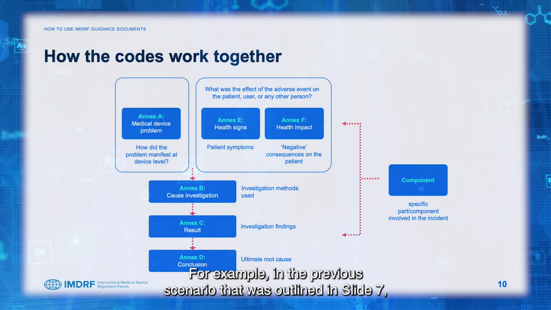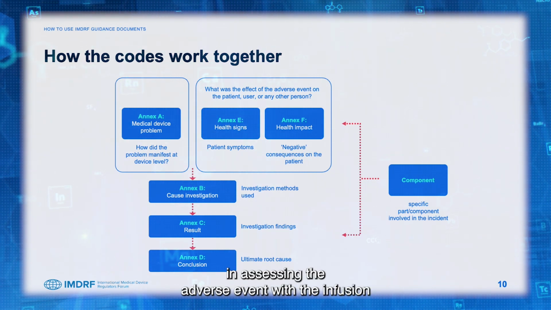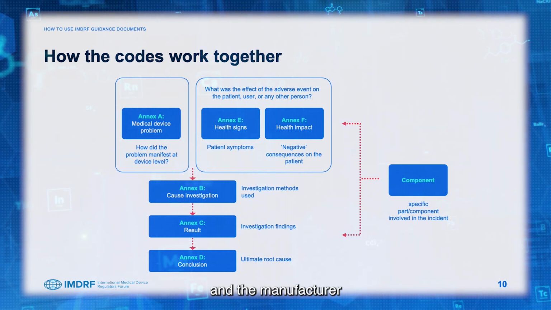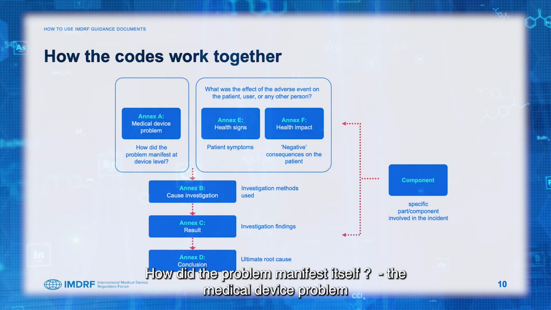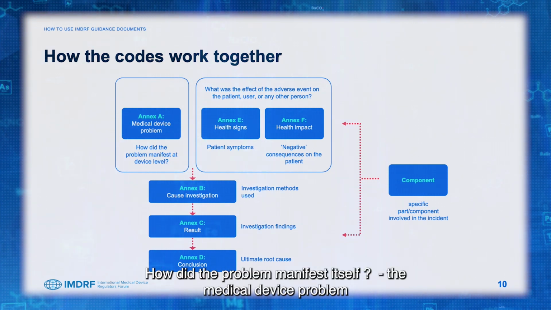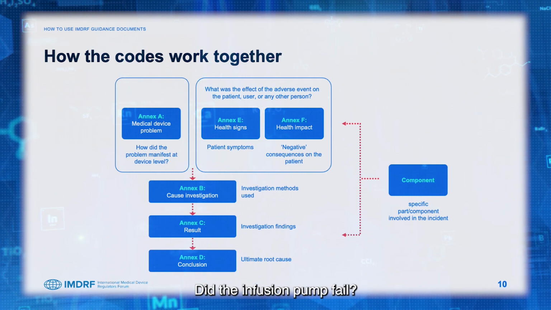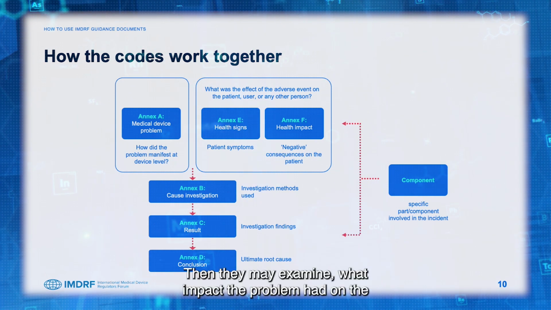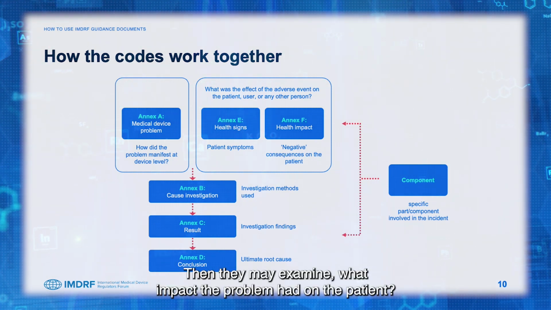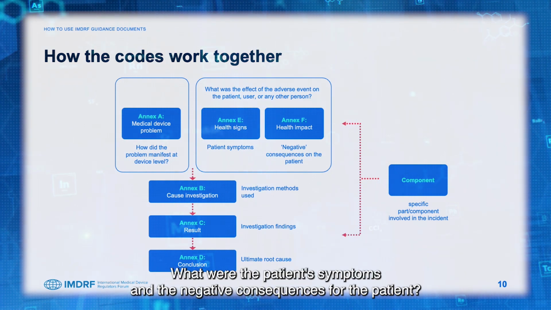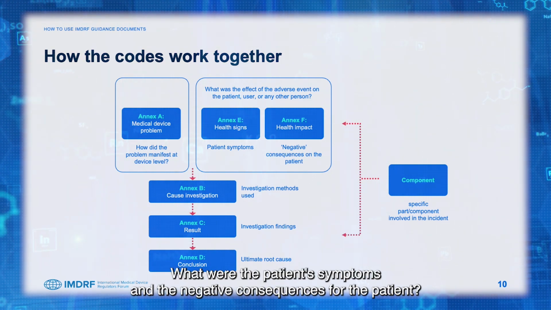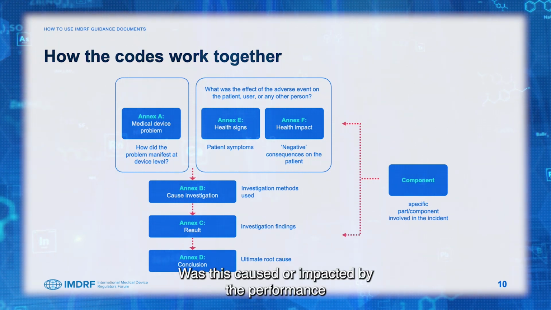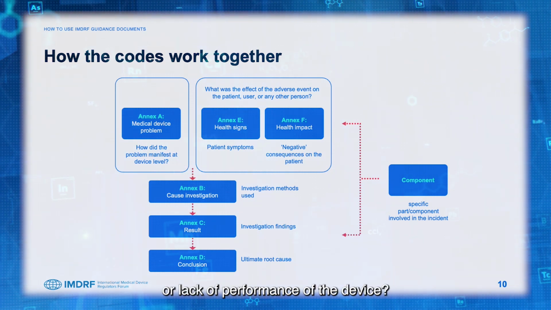For example, in the previous scenario that was outlined in slide 7, in assessing the adverse event with the infusion device, the healthcare professional and the manufacturer would first consider how the problem manifested itself, the medical device problem. Did the infusion pump fail? Was the infusion pump programmed correctly? Then they may examine what impact the problem had on the patient. What were the patient's symptoms and the negative consequences for the patient? What is the patient's current state of health? Was this caused or impacted by the performance or lack of performance of the device?